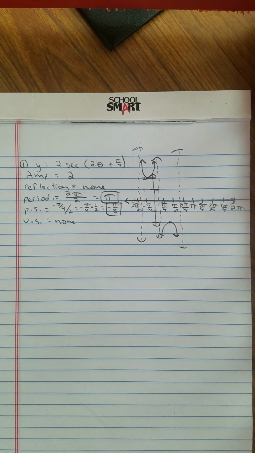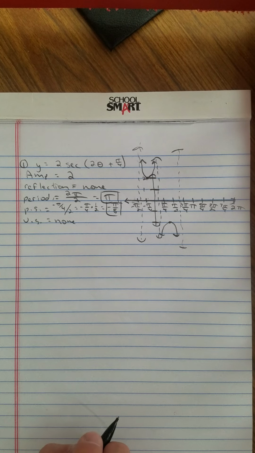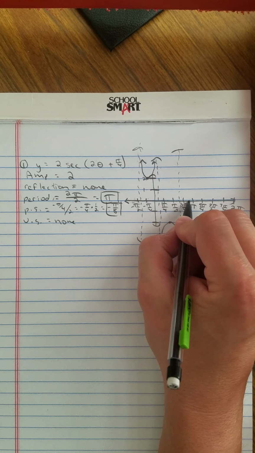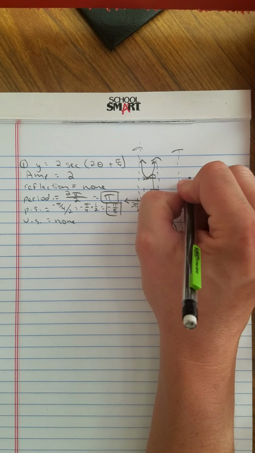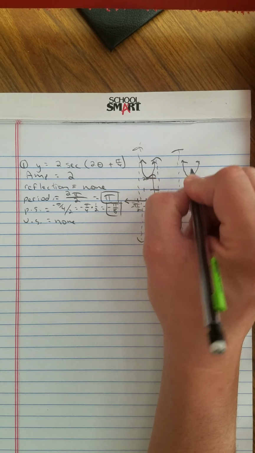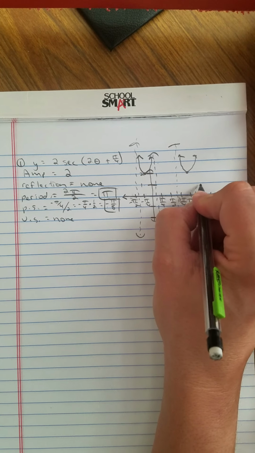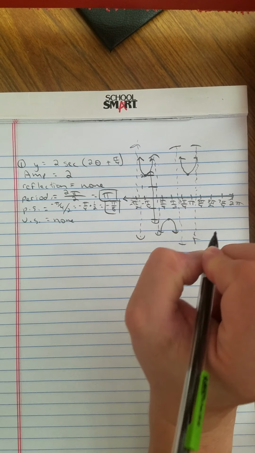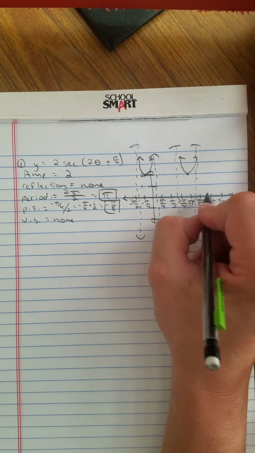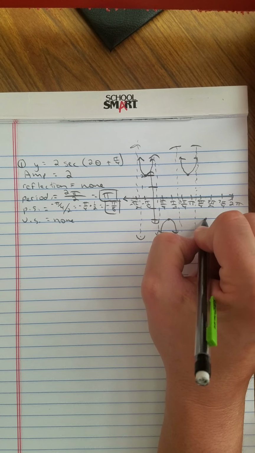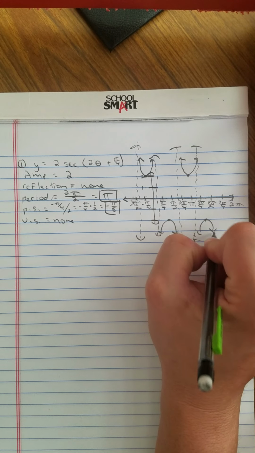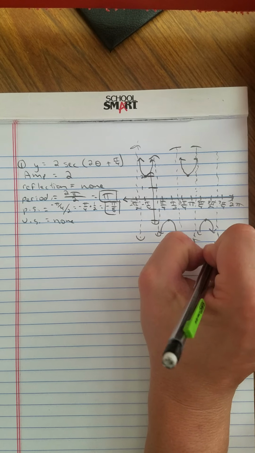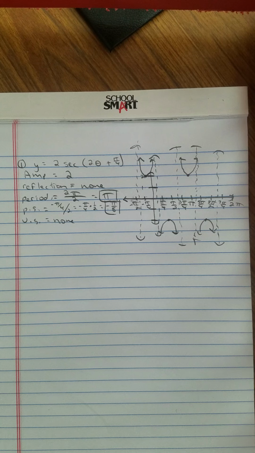And then basically we would just have to replicate that a second time for a second period. So again, right in here, 1 more unit over is where my parabola is going to go. 1 more unit to the right from there is where my next asymptote goes. 1 more unit from there is where my other parabola goes, down here at -2. And then 1 more unit to the right is where my next asymptote will go. There's 2 periods of this secant curve.